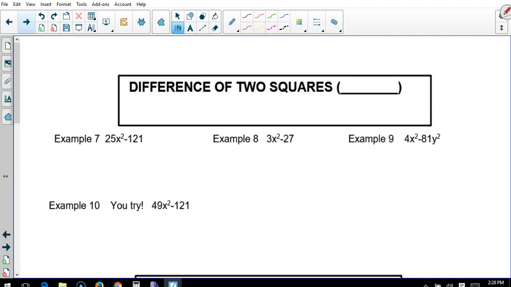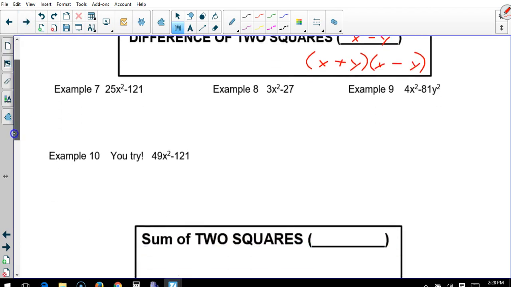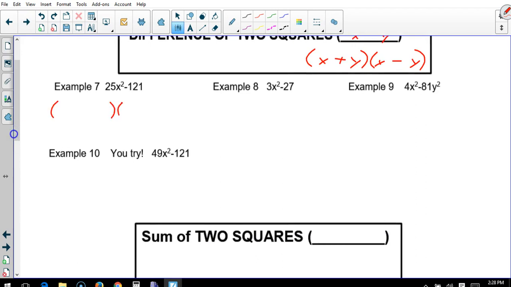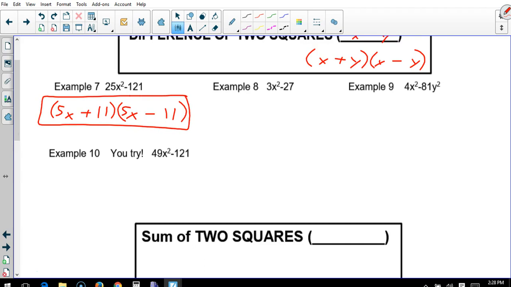Okay, the difference of two squares. This always breaks down to two parentheses. One's going to be plus, one's going to be minus, and then the square root of each term. So, 25, x squared, and 121 are all perfect squares. So, square root of 25, square root of x squared, and the square root of 121. And then we just make 1 plus, 1 minus, and we are done.